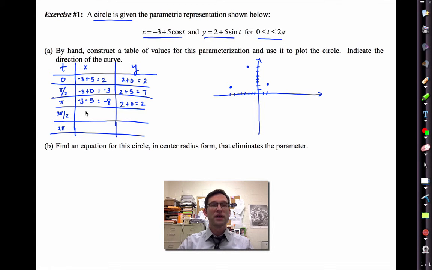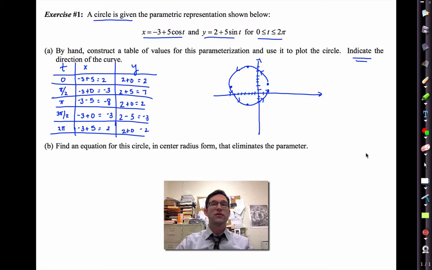At 3 pi over 2, the cosine is 0, so we'll get negative 3 plus 0, gives us negative 3. The sine is negative 1, so we'll get 2 minus 5, which is negative 3. So we'll be at (negative 3, negative 3), which is somewhere around there. And at 2 pi, we go right back to where we were at 0. Negative 3 plus 5, positive 2. 2 plus 0, positive 2, and we're back to here. So we start at this point, we come through all these points, and we have that path.